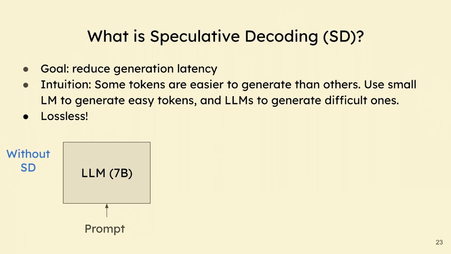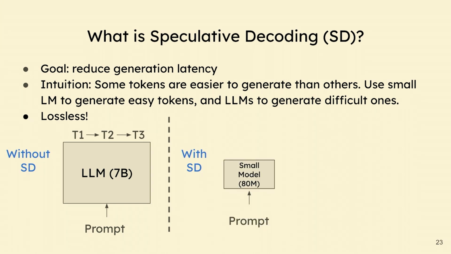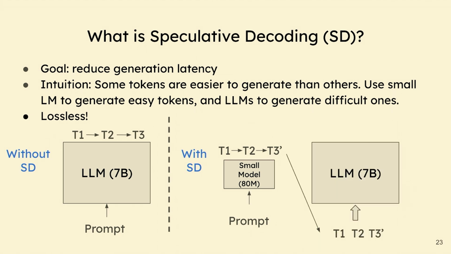To give you a more concrete example, given a prompt, without speculative decoding, we generate the tokens one by one, auto-regressively. But with speculative decoding, we send the prompt into a small model first, and the small model will propose tokens auto-regressively. It will say, oh, the output might be T1, T2, T3 prime, and then it sends those tokens to the large model for verification. The large model verifies the correctness of those proposed tokens.